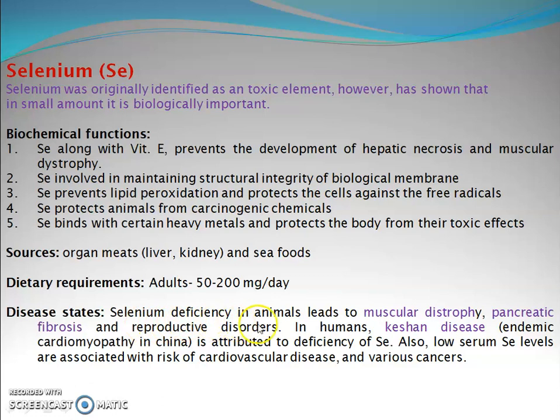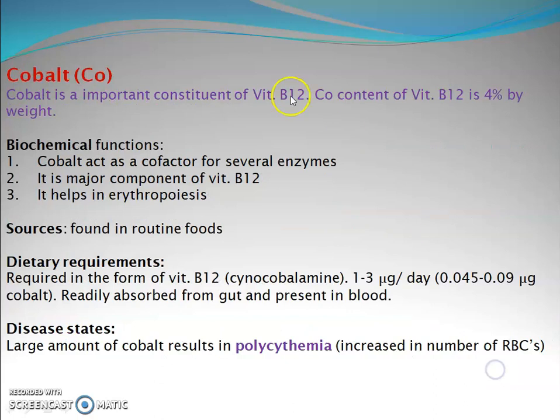Disease state: selenium deficiency in animals leads to muscular dystrophy, pancreatic fibrosis, and reproductive disorder. In humans, Keshan disease, endemic cardiomyopathy in China, is attributed to deficiency of selenium. Also, low serum selenium levels are associated with the risk of cardiovascular diseases and various cancers also.